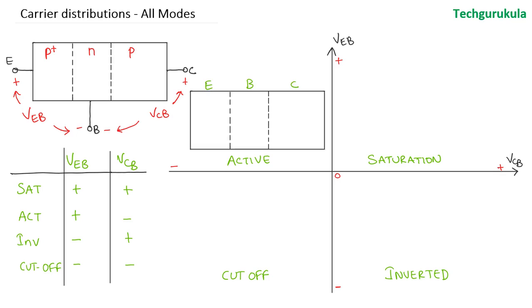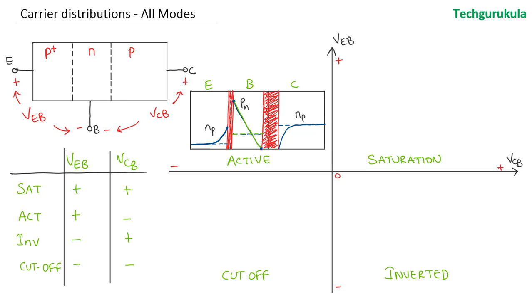In the active region, the emitter junction is forward biased, hence the depletion region width is small, and the collector junction is reverse biased, hence the depletion region width is large. Equilibrium minority carrier concentrations would be like this, but under biased condition it would be like this, where this is electron concentration, this is hole concentration, and this is electron concentration. We have seen this carrier distribution very well in the previous sections.